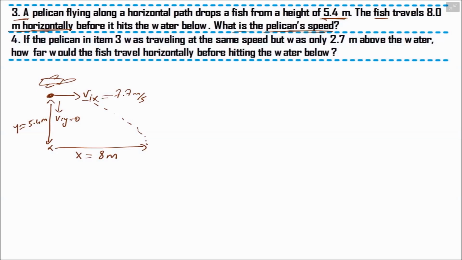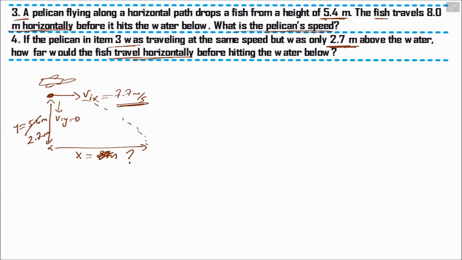In question 4, it says if the pelican in item 3 was traveling at the same speed but was only 2.7 meters above the water, how far would the fish travel horizontally before hitting the water below? And here it says it is not 5.4, it will be 2.7 meters, and the x will be what? And the initial speed, as we calculated in question 3, is 7.7.